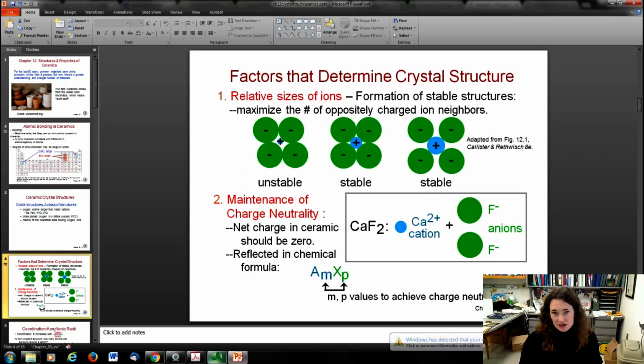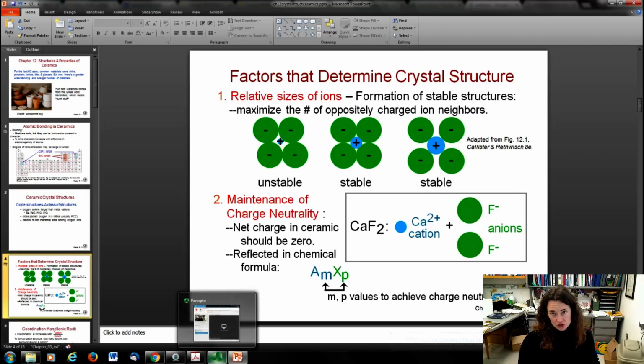Now, there's different factors that determine the crystalline structure. One of those is the relative sizes of the cations to the anions. What's the ratio of the radius from the cation to the anion? You're going to get a formation of a stable structure when you maximize the number of oppositely charged neighbors. Of course, that makes sense because like charges repel from the Coulomb force, and they don't want to sit next to each other. So it's going to be energetically favorable to have positive alternating with negative as much as possible. You're going to have more stable structures when your positive and your negative charges touch.